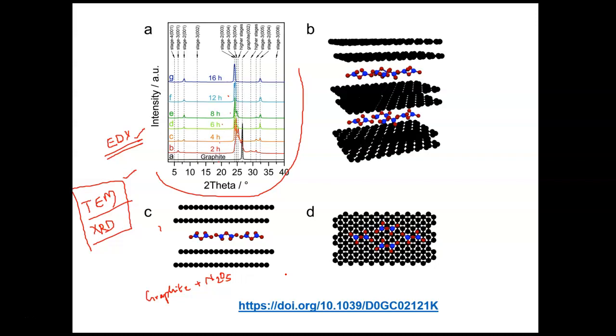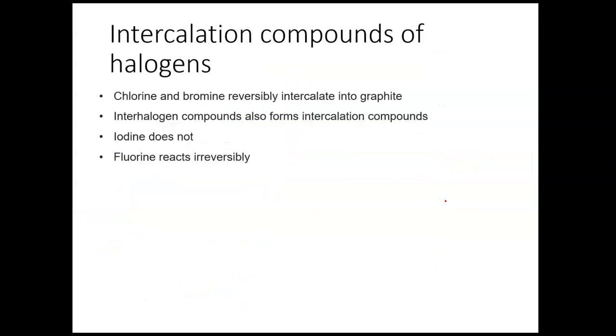So this is the basic structure of the graphite intercalation compound formed by N2O5. When you incorporate N2O5 into graphitic layers, you will get this kind of structures. Depending on the reaction time and the amount of the reagent that you're using, you will get different compositions here also. So this is regarding the intercalation compounds of graphite, oxides and sulfides.